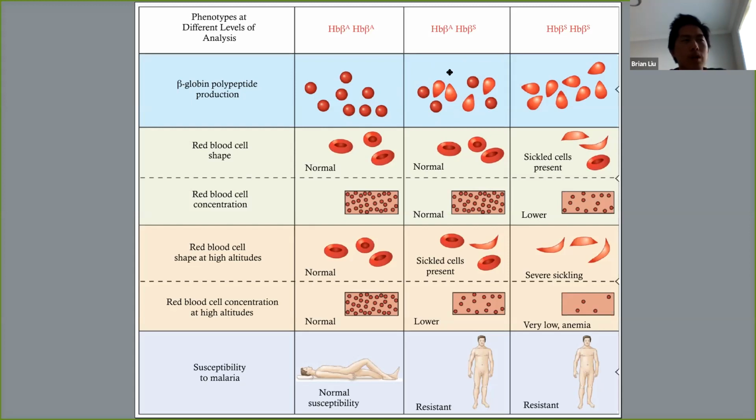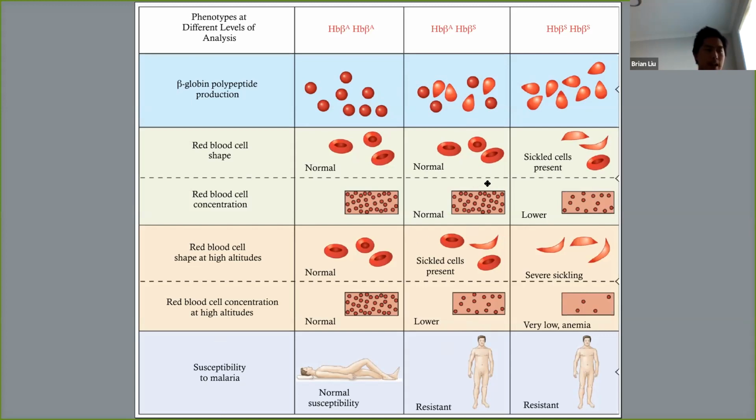So you might wonder, well, what effect does this have? If cells with this type of beta globin polypeptide production turn out normal in shape, and they don't have sickle cell, well, what other effects might this have? And it turns out that having this trait means sickle cells are present at high altitudes, but at normal altitudes, your red blood cell concentration is normal. And so this means that you're healthy, but it still has an impact on your susceptibility to malaria.